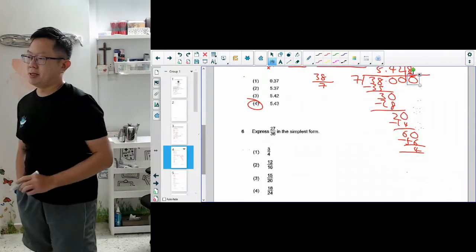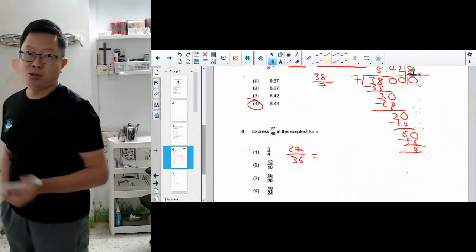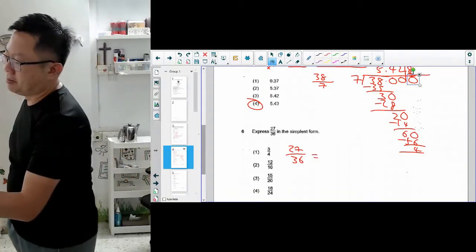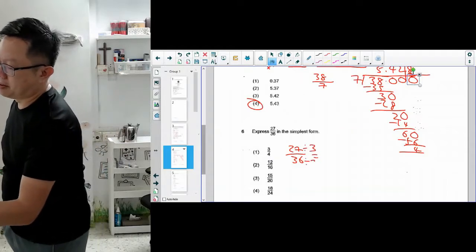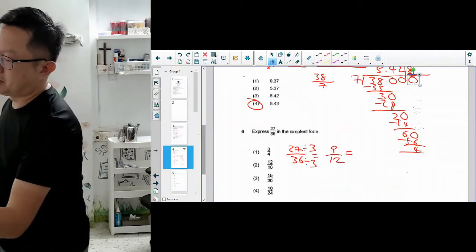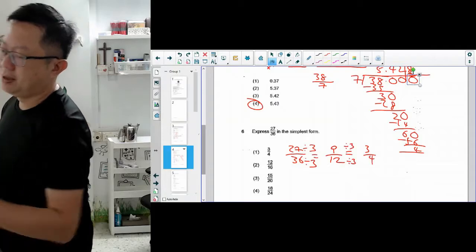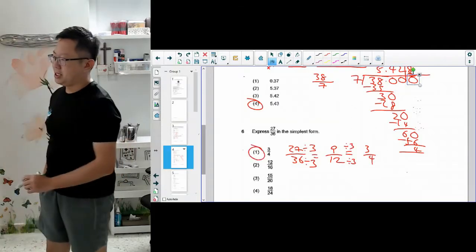Okay, now question 6. How do you get the simplest form? So 27 out of 36, you divide by 2, but you can't. So divide by 3. Why cannot divide by 2? Because 27 cannot divide by 2. So you have to divide by the next number, which is 3. You get 9 over 12. And then divide by 3 again, and you will get 3 over 4. So your simplest form will be 3/4. Okay? Alright, question number 7.